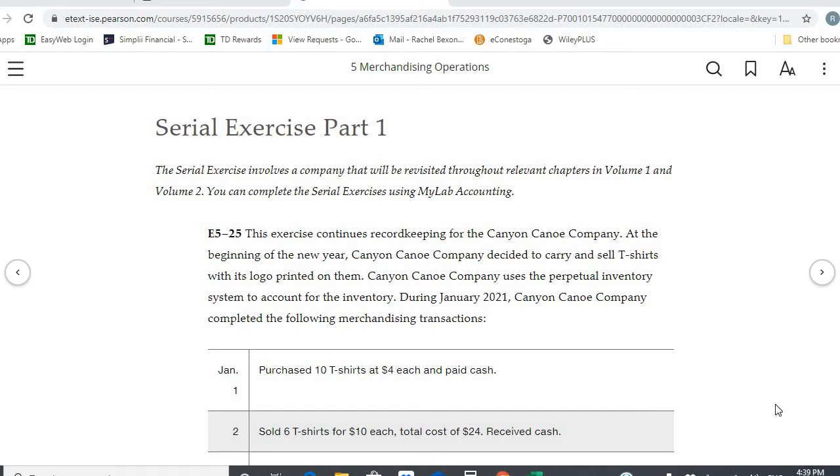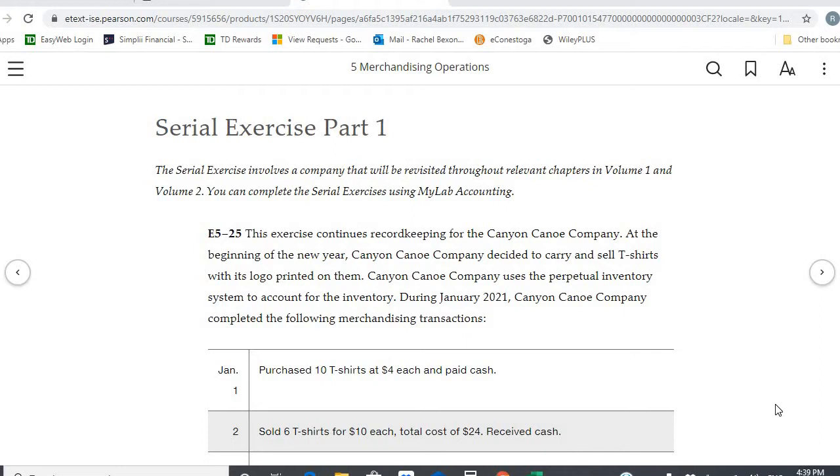Hello students, this video will take you through exercise 5-25 on page 166 of your workbook. In this exercise, we're continuing the record keeping for Canoe Company, and we have some information related to their merchandising transactions. This company uses the perpetual inventory system.